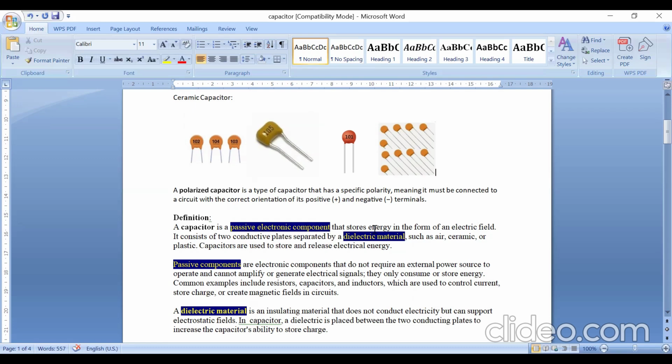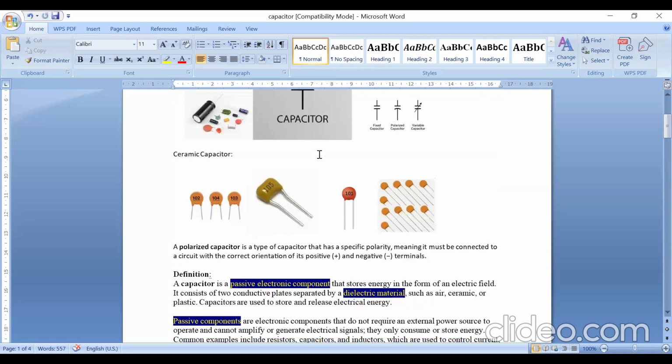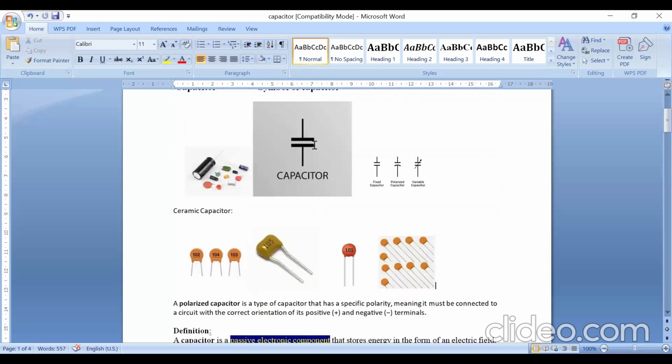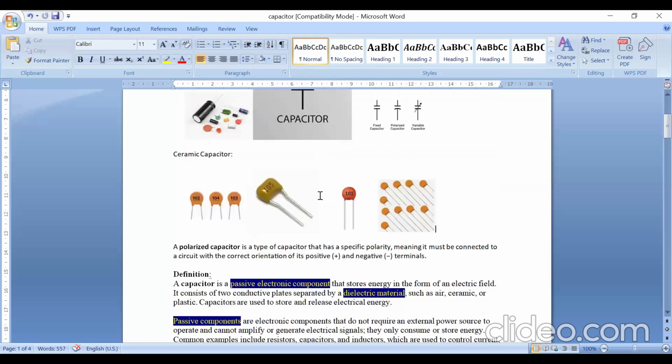A capacitor stores energy in the form of an electric field. It consists of two conductive plates. Look here, these two are the plates. It consists of two conductive plates separated by a dielectric material. Between these two conductive plates, there is a dielectric material, such as air, ceramic or plastic.